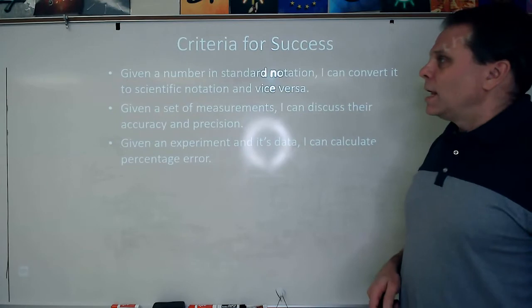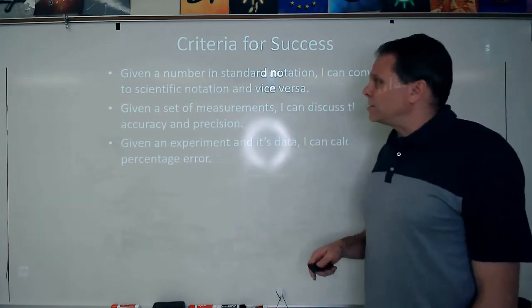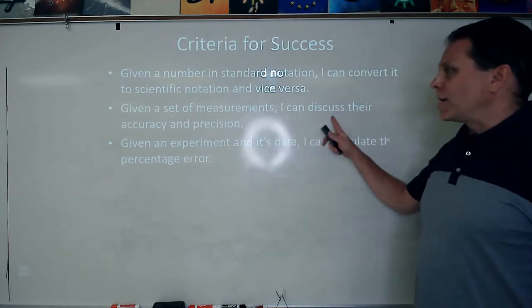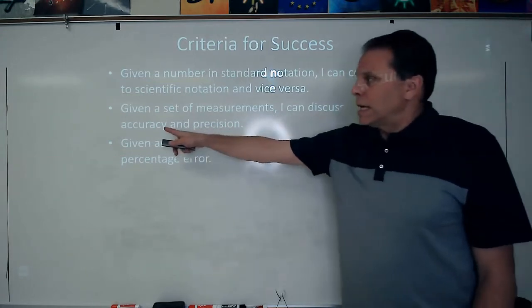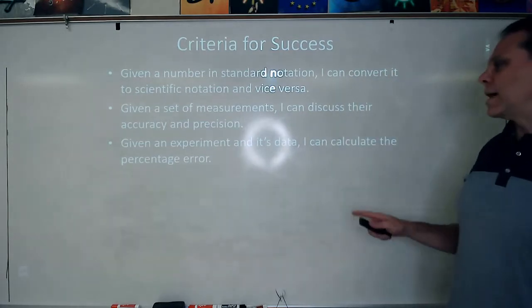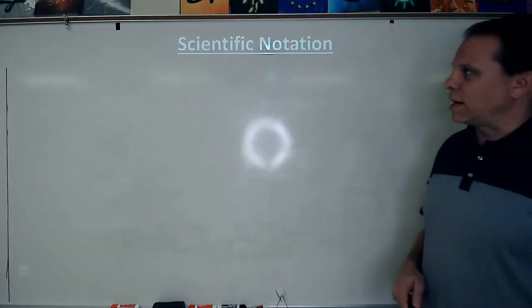Okay, so if I were given a number in standard notation, I should be able to convert it to scientific notation and vice versa. If I'm given a set of measurements, you can tell me which is accurate and which is precise. And if I am given an experiment and its data, you can calculate the percent error.